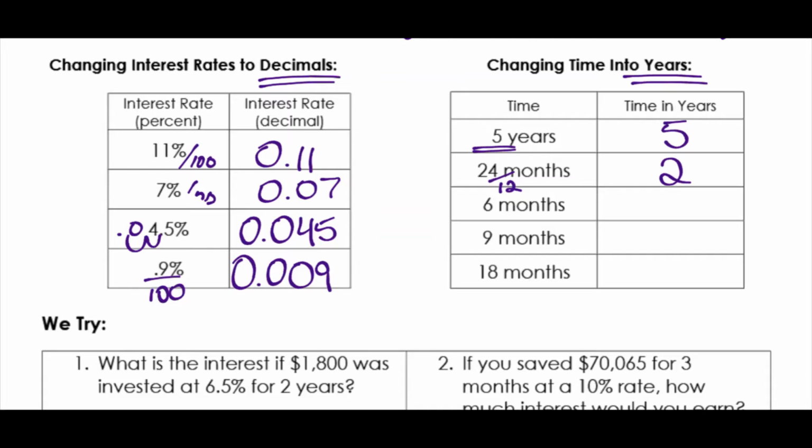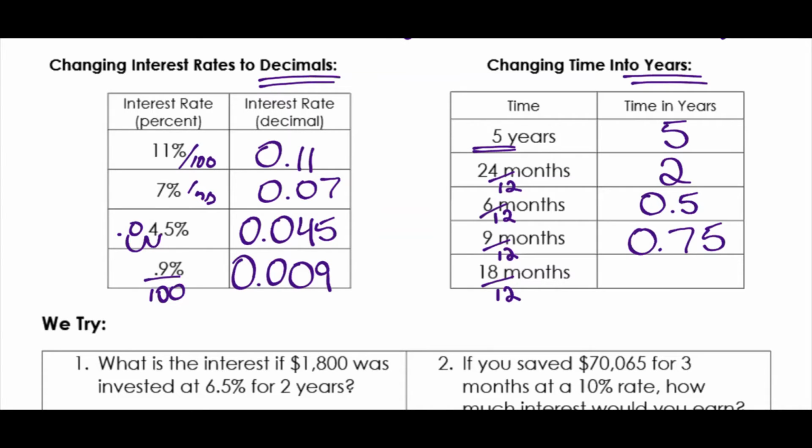It's the exact same thing for each of these. You divide each of these by 12. It tells you how much of a year it is. 6 over 12 is the same thing as 1/2 or 0.5. It's half of a year, so you use 0.5. 9 out of 12 is 3/4 or 0.75 of a year.